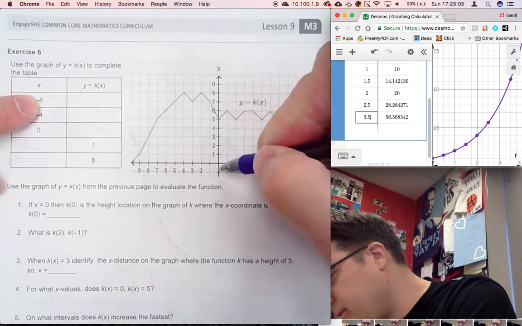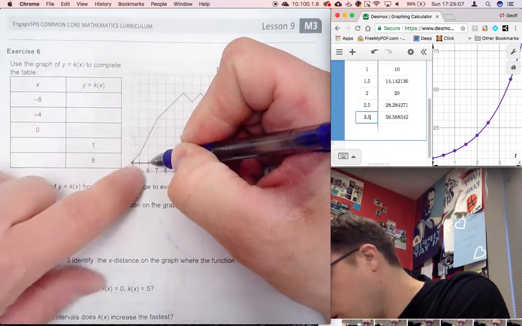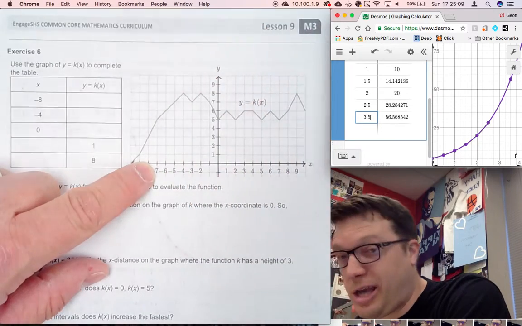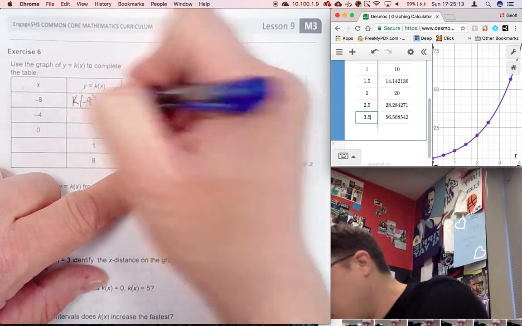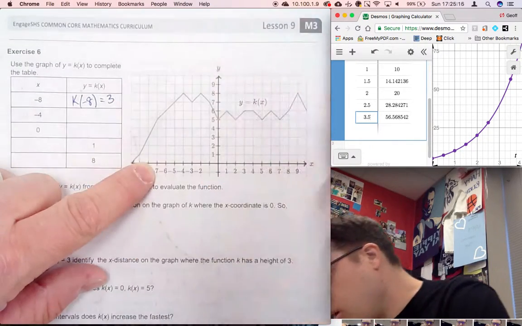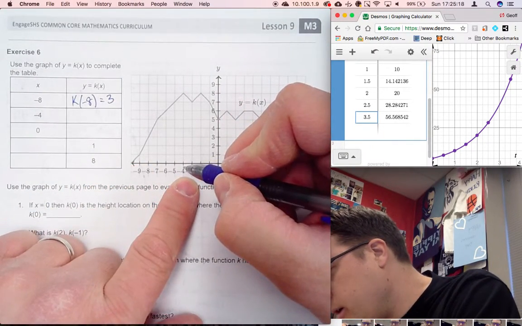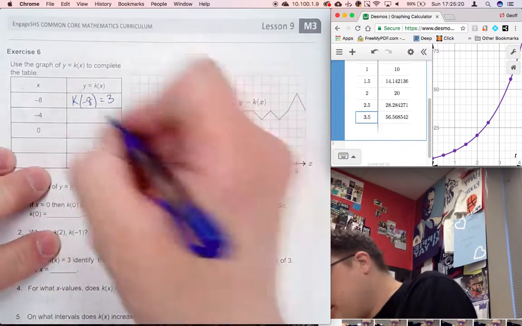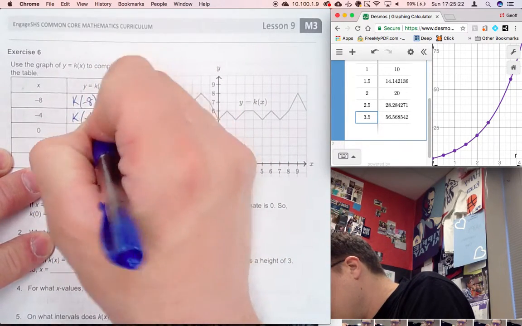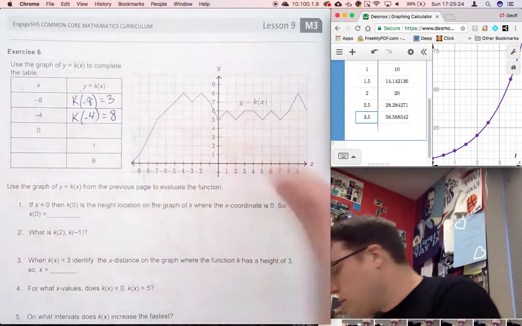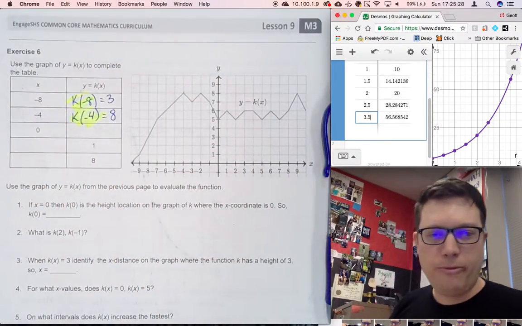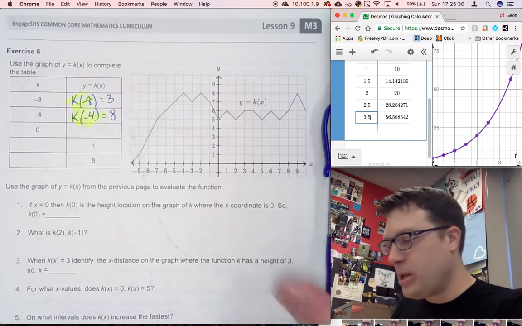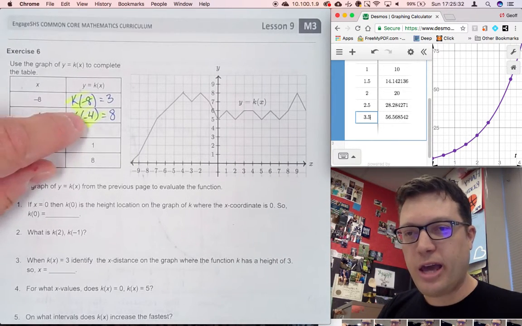When x equals -8, k of x equals, I guess I should say k of negative 8. K of negative 8 equals 3. When x equals negative 4, k of negative 4 equals 8. You don't actually have to write these things, but I think it's helpful to at least get that duality there, that you have an x input and you have a k of x output.